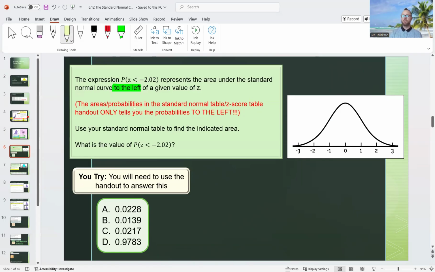Not for this problem though, because they asked us specifically to find the area to the left, which also makes sense, right? Because a z-score of negative 2.02 is right about here, and they want the z-score less than negative 2.02. So right here, this highlighted region, well, that's exactly what those table values give us. So go ahead, use your tables to find out, is it A, B, C, or D?